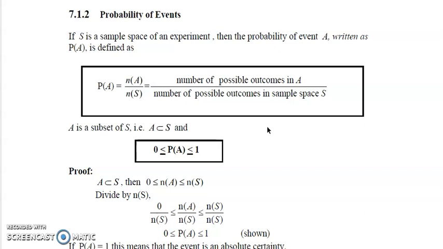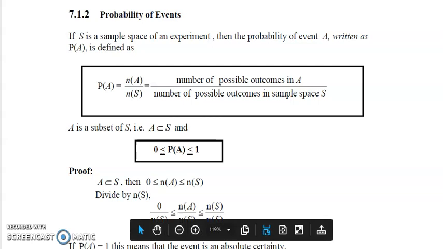As I told you just now, probability of events: S is the sample space of an experiment. Then the probability of event A is written as P(A). P is defined as probability, and capital A is known as event A. It is defined as the number of A over the number of S, as what we did just now.